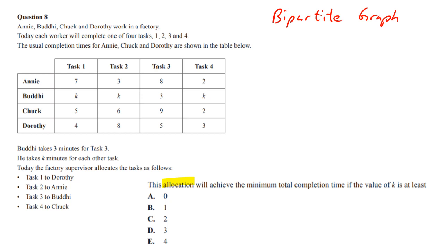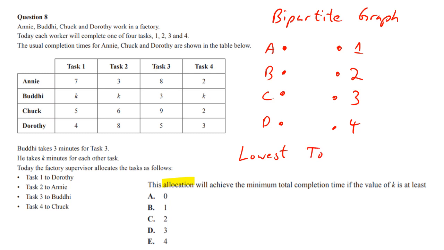And when we're doing a bipartite graph, and you've got Annie, Buddy, whatever you want to call them, I'm going to call them Buddy. You have A, B, C, D, and then we've got 1, 2, 3, and 4. We're trying to give everyone one job, and we're looking for the lowest total. So the Hungarian algorithm is just a way to find that lowest total. You don't have to do Hungarian, but that's what the Hungarian is doing for us.